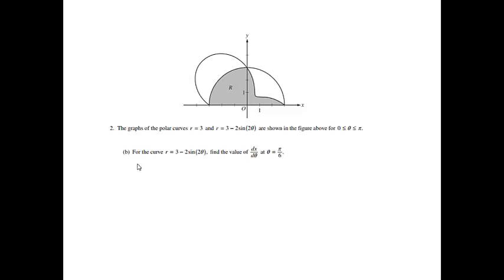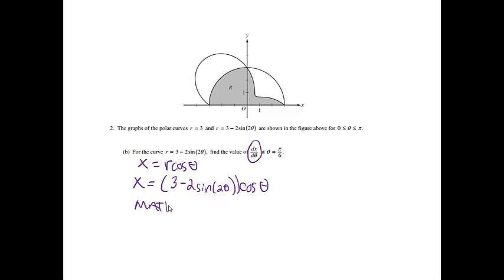Sorry about that. All right, B, for the curve r equals 3 minus 2 sine 2 theta, find the value of dx d theta at theta equals pi over 6. First of all, if I want to find dx d theta, this needs to say x equals instead of r equals. So we know that if we're given a polar curve, x is equal to r cosine theta. So x is equal to 3 minus 2 sine of 2 theta times cosine theta. So that's what my x equals. Notice we have x and theta, so when we need to find dx d theta, we can simply use math 8 to do that.